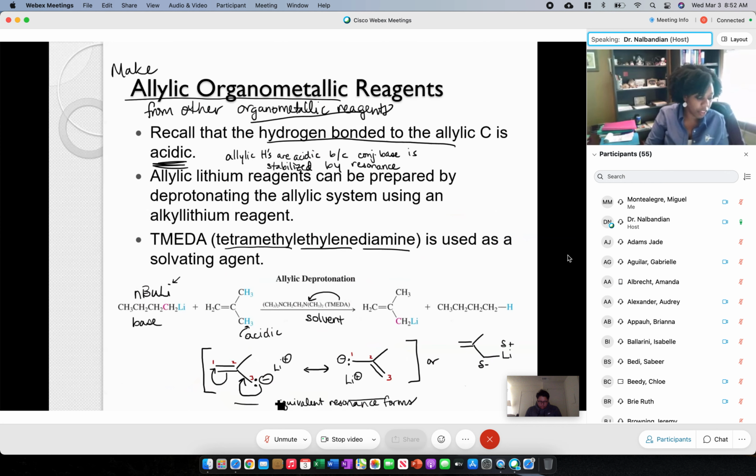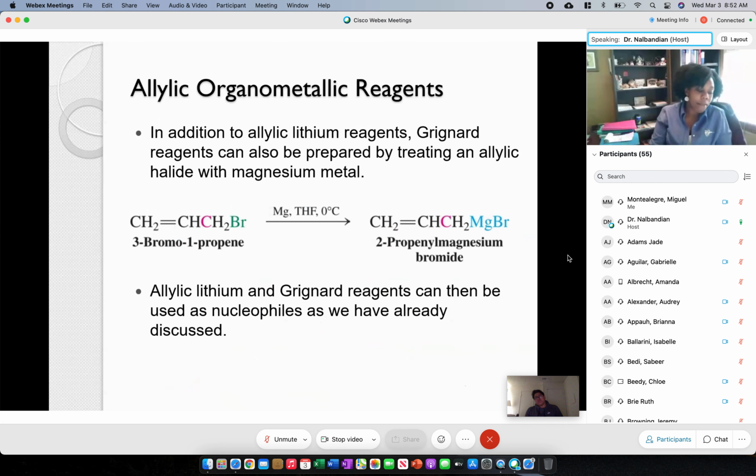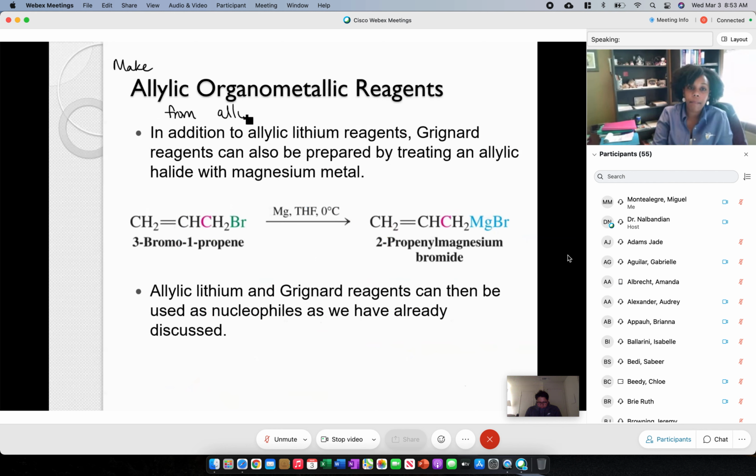So we add in N-butyllithium. Well, how do we make them from allylic halides? So here we have this 3-bromo-1-propene. How is this made? This can be made from this, right, where we just add in our NBS. That NBS reaction would make this allylic halide.